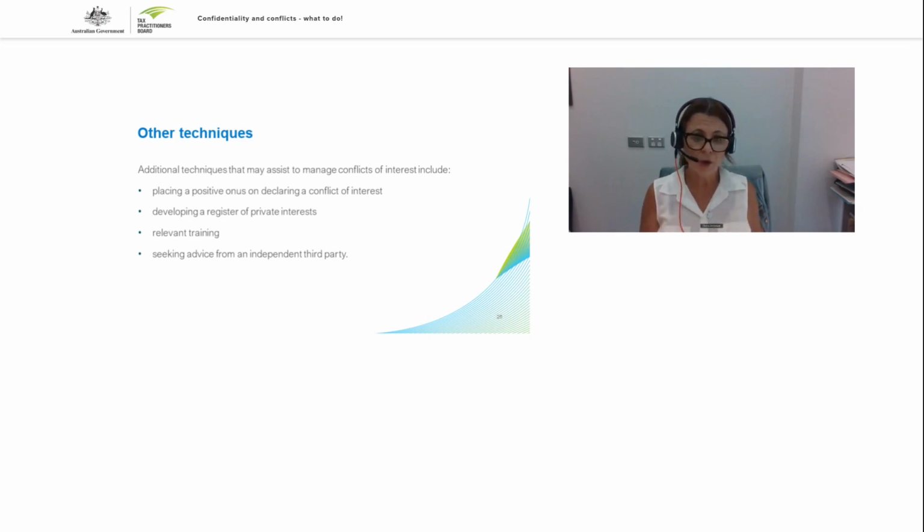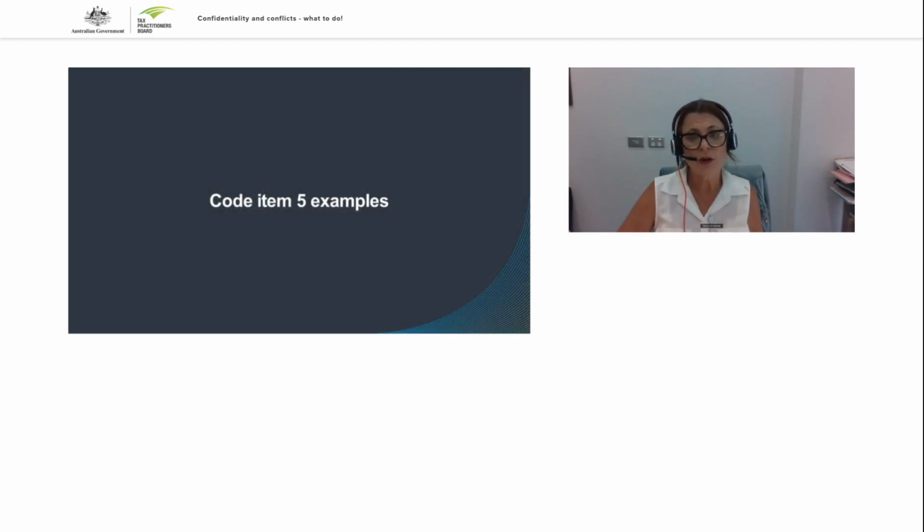And if you are unsure, seek advice from an independent third party, which may be a lawyer or legal advice. So let's have a look at some examples of Code 5 relating to the conflicts of interest to help contextualise what we have already discussed.